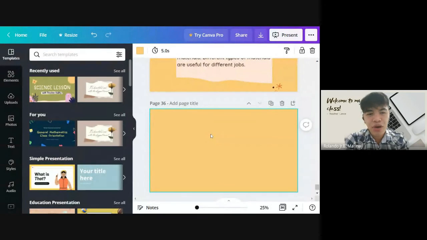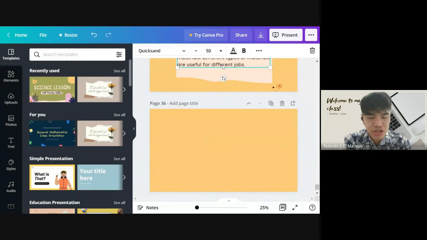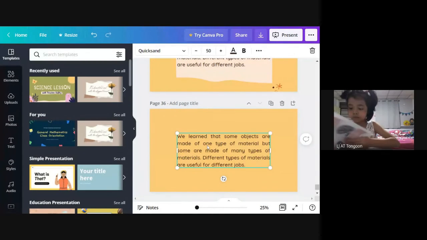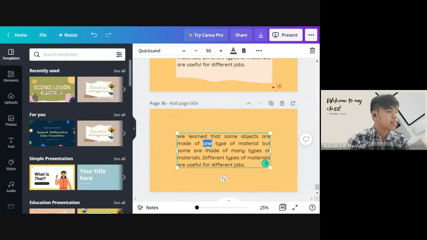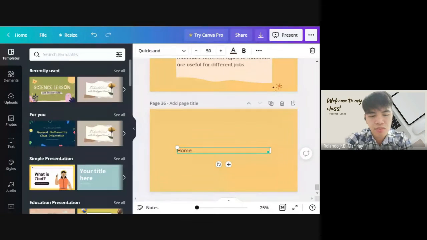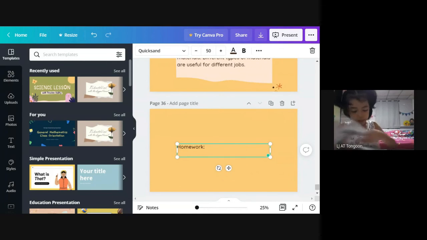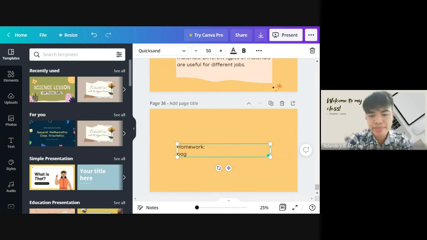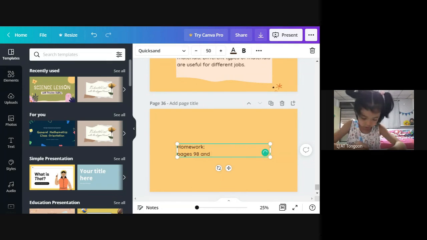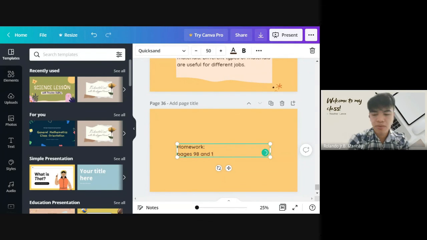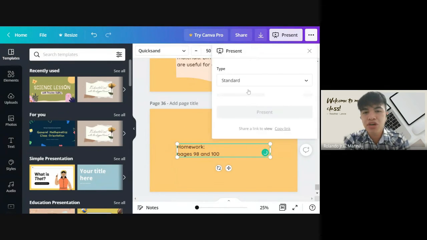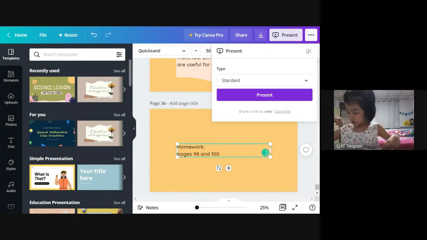You have no homework today, but you're going to take a picture of the things that you have done. A page homework. So you're just going to send a picture. Pages 98 and 100. Okay, so you may copy this, and after copying, you may say goodbye to your friends.